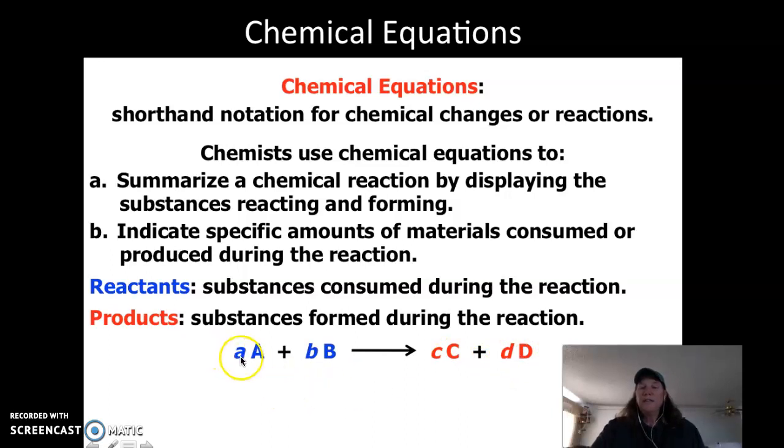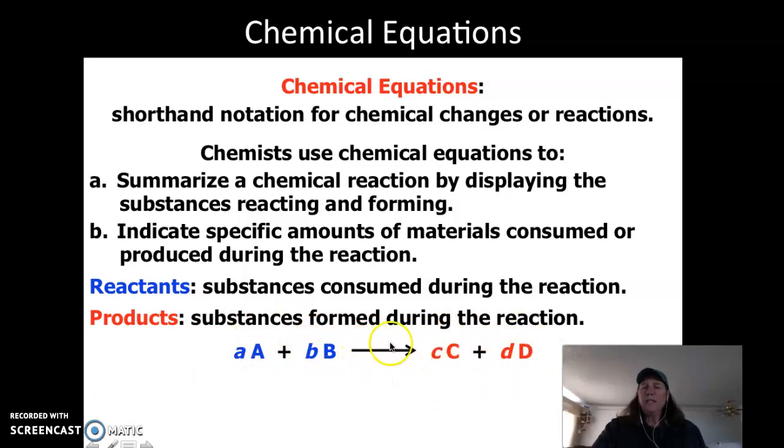So we use these numbers in front. Here they put letters. These are coefficients, and they're used to make sure that we have the same amount of stuff on both sides. Okay, so when you have a reaction, what you start with are your reactants. These are your ingredients. What you make are your products. So think of it as a recipe. You know, if I'm going to make cookies, here's all my ingredients I start with, and when I'm done, these are going to be my cookies. These are going to be my products.